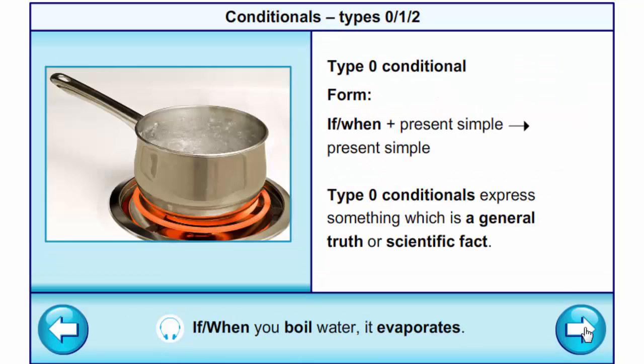Zero conditional is formed with the present simple in the if and when clause, and the main clause is also with present simple. Type 0 conditionals express something which is a general truth or scientific fact. If you boil water, it evaporates.